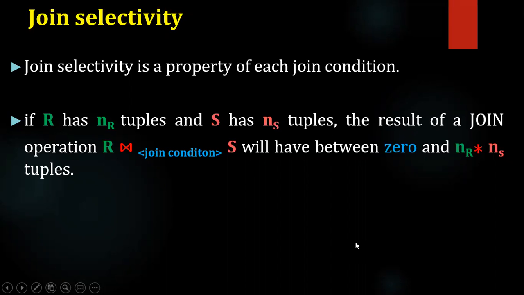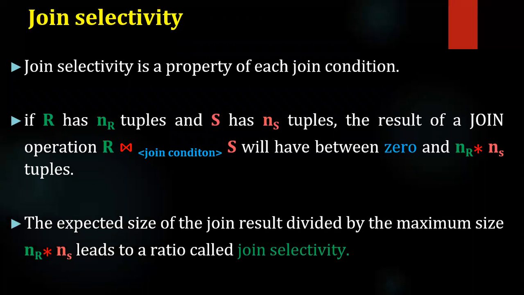The result contains either 0 or up to nr into ns tuples, based on the join condition. The expected size of the join result divided by the maximum size, that is nr into ns, gives us the join selectivity. So join selectivity is the ratio between the expected size of the join result and the cross product size, nr into ns.